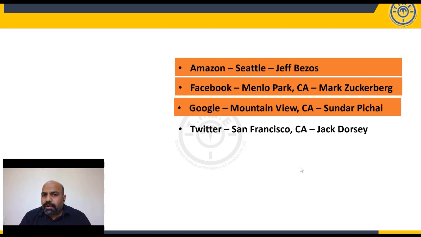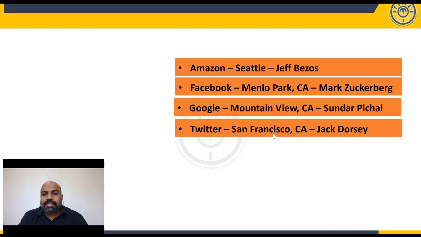It's headquartered in a place called San Francisco, which is in the American state of California. The current CEO is one of the founders, Jack Dorsey. If you look at the name San Francisco, you'll find the last five letters of the word San Francisco are Cisco. And you now recall a company called Cisco Systems.